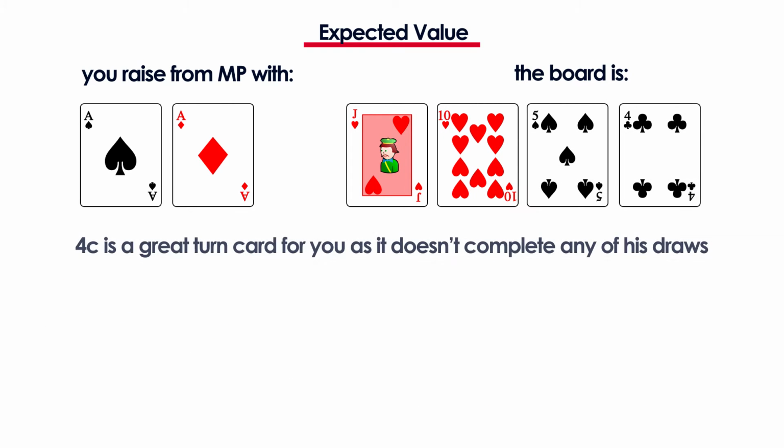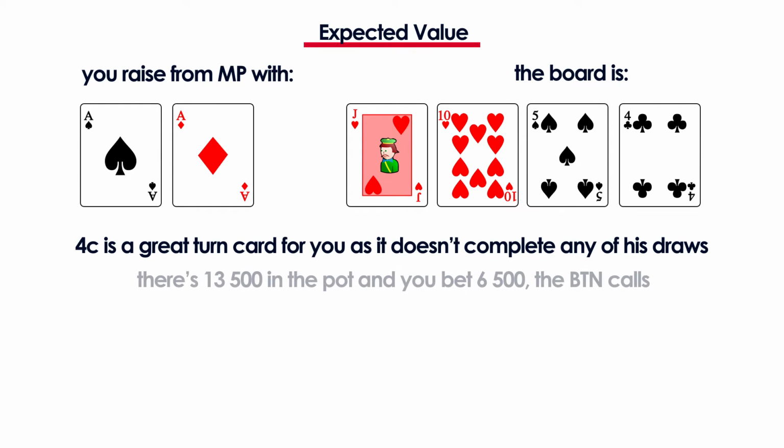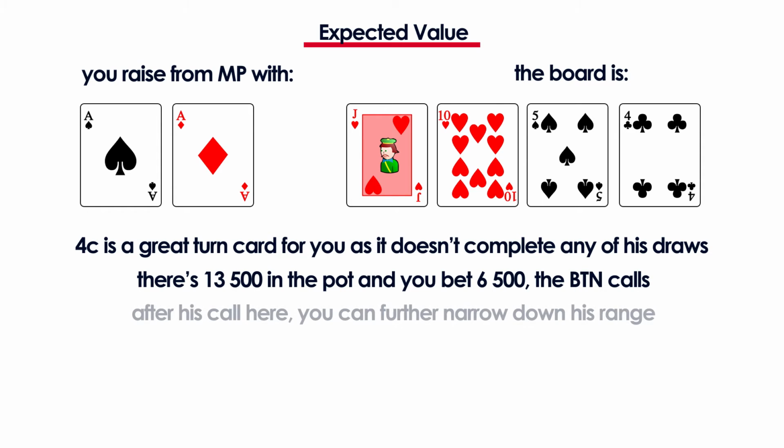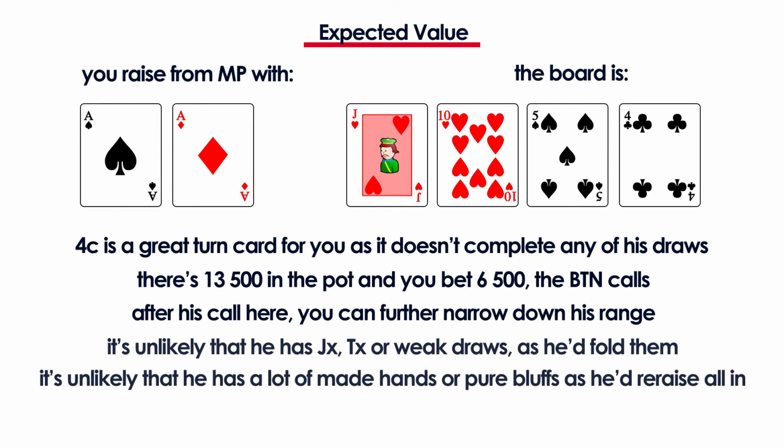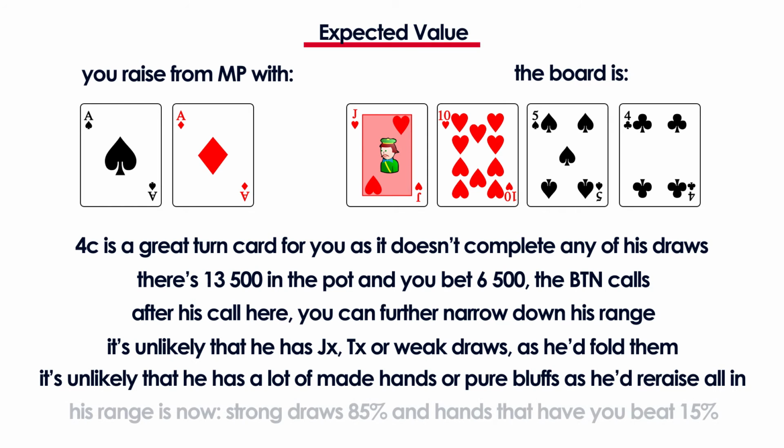The turn is a 4 of clubs. It's a great card for you as it doesn't complete any of his draws, and you decide to bet 6500. The button calls. Because he just calls there, you think that he most likely doesn't have a pair of jacks or tens at this point, and that he'd fold most of his weak draws. You think he'd re-raise all in with the majority of his hands that are beating you and all his pure bluffs, so you narrow down his range to strong draws 80% of the time and hands that are beating you 15%.